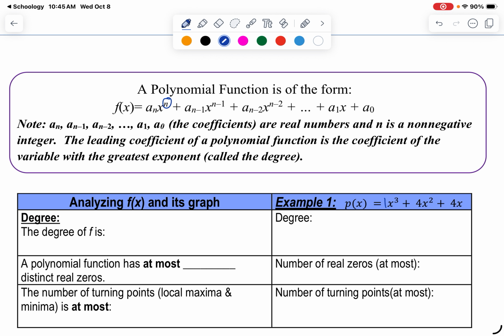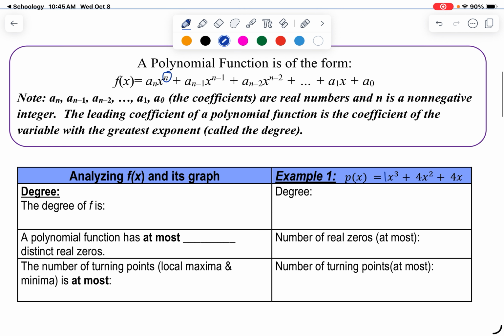That n right there, that exponent, cannot be negative, okay? So all of your exponents have to be non-negative and your coefficients have to be real numbers, okay?